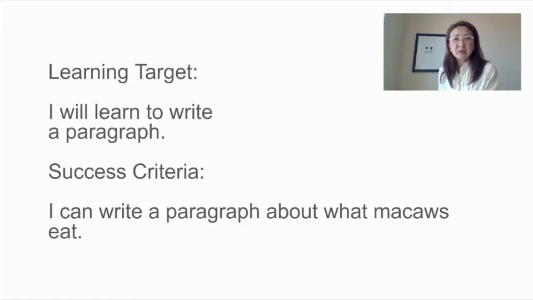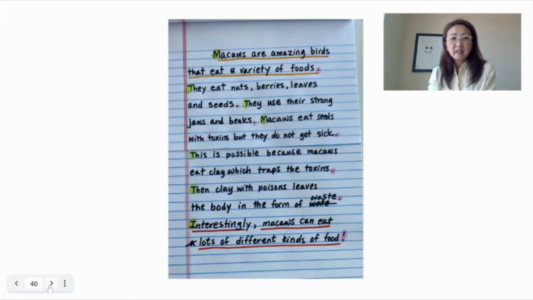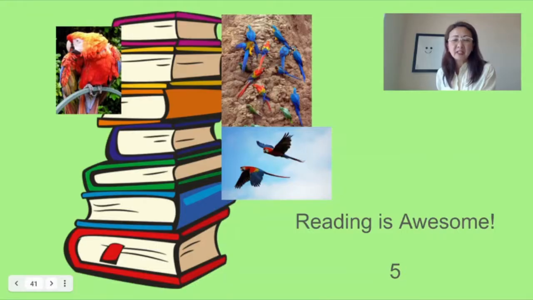It's time for us to go and revisit our learning target to see how we did. I will learn to write a paragraph. Well, we did, because we can see in our success criteria, it says, I can write a paragraph about what macaws eat. And indeed, we did write our paragraph. We wrote a paragraph that had a topic sentence, supporting detail sentences, and a concluding sentence, and it was about what macaws eat. Once again, great job, my friends.